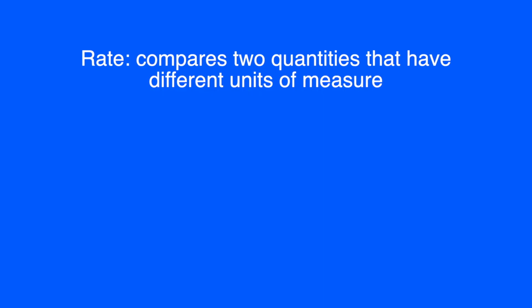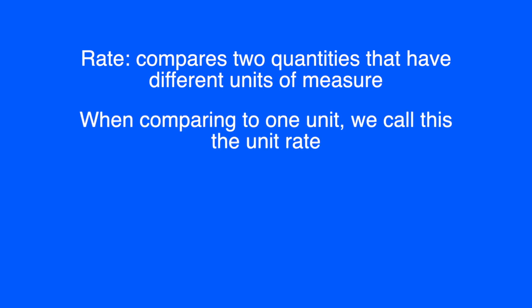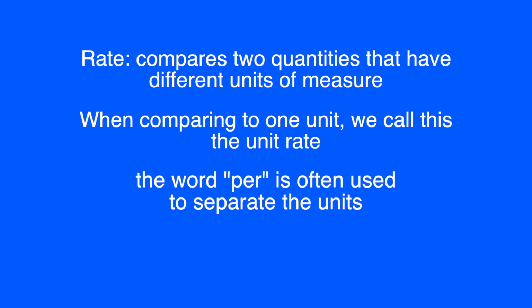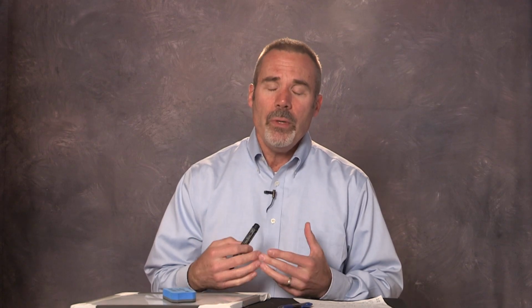Let's talk about rates now. A rate compares two quantities that have different units of measure. And when that comparison is to just one unit, we call it the unit rate. The word per, P-E-R, is often used to separate the units. For example, when we talk about somebody's heart rate, we usually describe that in beats per minute. If we talk about the speed limit, we refer to that as miles per hour.